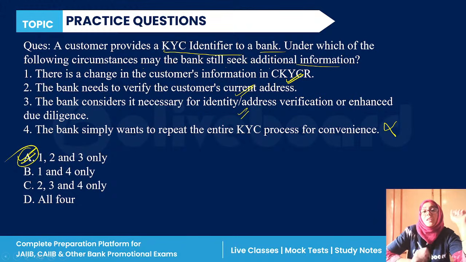Why not? There is a change in the customer information in the central KYC record registry. For example, if there is any change in the central KYC record registry and the changes are updated, now the bank needs to verify that. For example, a female is getting married and the surname is changed and updated in all the documents, and the bank needs to verify that. For that, they can ask for additional information or proof. They can ask for any additional proof, right? So that is needed. Okay.